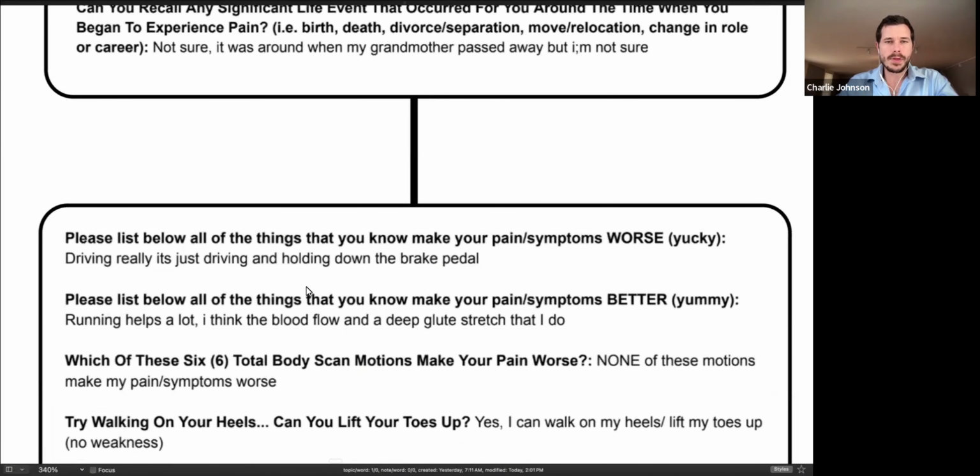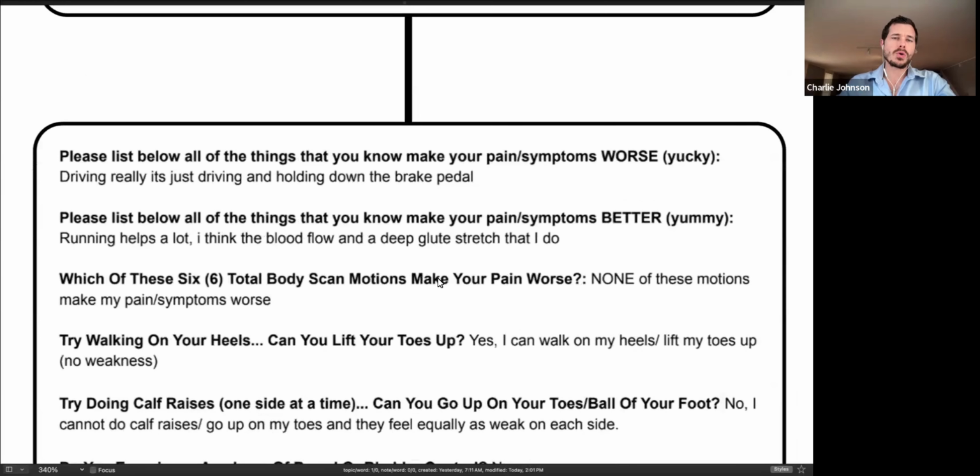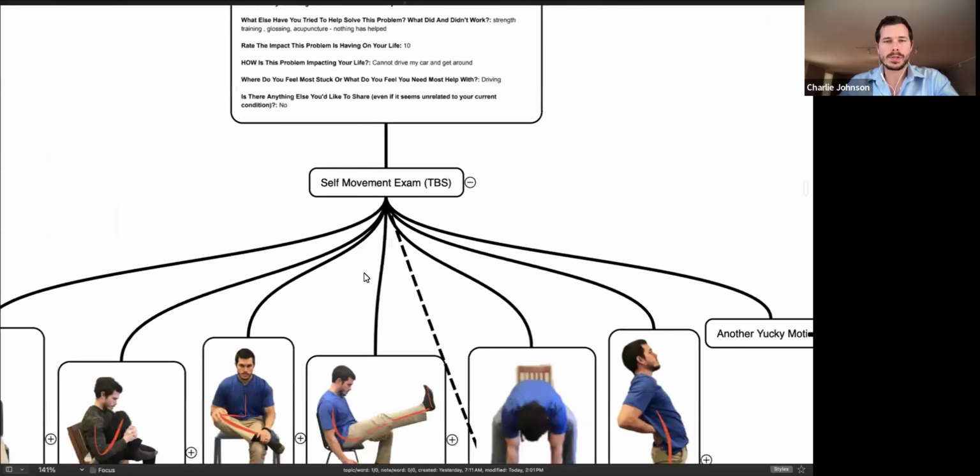Driving is really the thing that makes his symptoms worse. What helps? Running, deep glute stretch. Which of the total body scan self-assessment motions make his symptoms worse? None of the motions make his pain or symptoms worse.